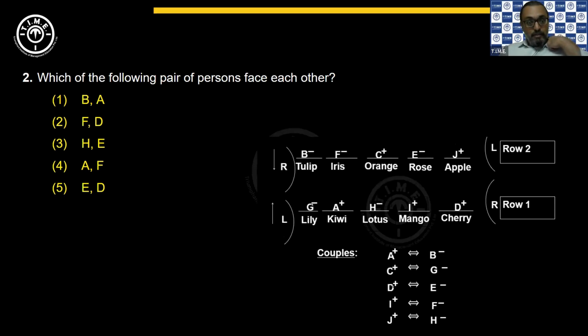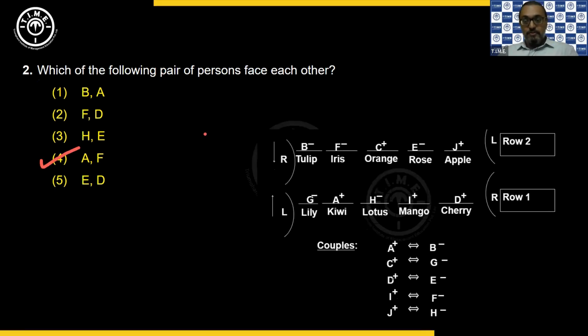Okay, Rakshita, Likita, they say option 4. All right, option 4 is A and F. True, yes. A and F are facing each other. That is correct. Yes, Annapurna also says 4. Great, excellent. Choice 4 works.